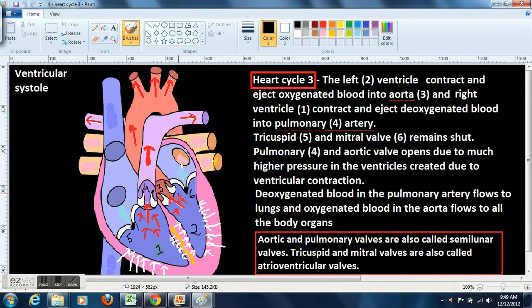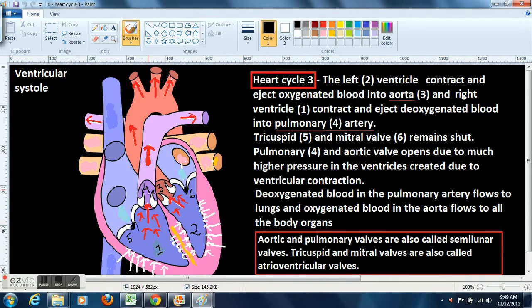Okay. Now in this step, that is in ventricular systole, the tricuspid valve 5 and mitral valve 6 will remain shut. So this will prevent any flow of blood from ventricle to atrium. That means blood will not flow from ventricle to atrium. Blood will flow only from ventricle to artery. So the tricuspid and mitral valves remain shut.